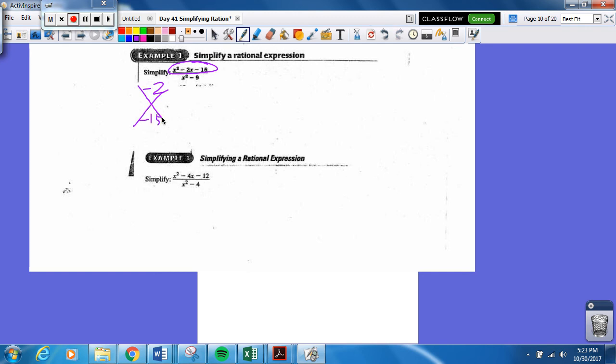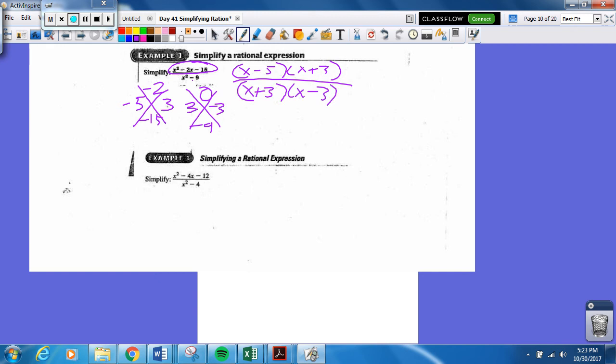What adds to negative 2 and multiplies to negative 15? Negative 5 and positive 3. So my numerator is x minus 5 times x plus 3. Alright, x squared minus 9. There's no middle term, so I'm going to put a 0 there, and negative 9 is my constant at the end. So that's going to be 3 and negative 3. So x plus 3 times x minus 3.